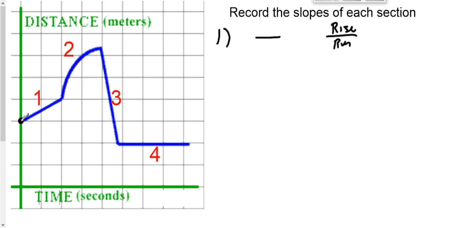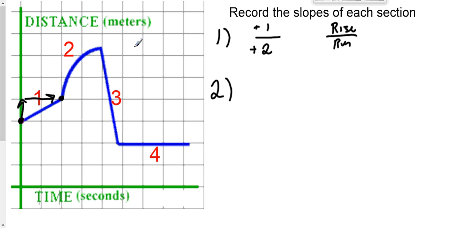We go from this point to this point, up 1, right 2. Both of those motions are positive. Up 1 is positive, right is positive. So that has a 1/2 slope.